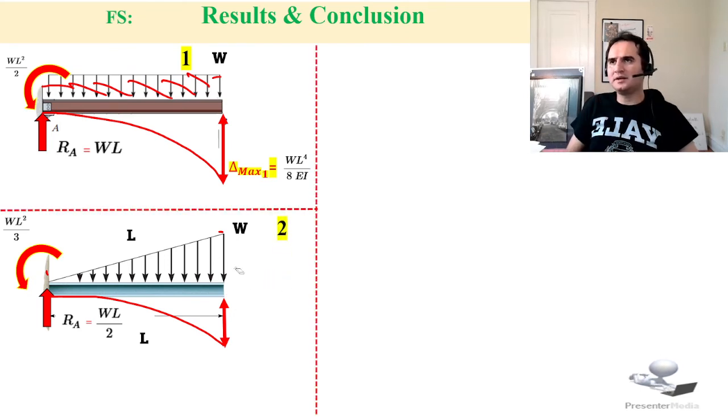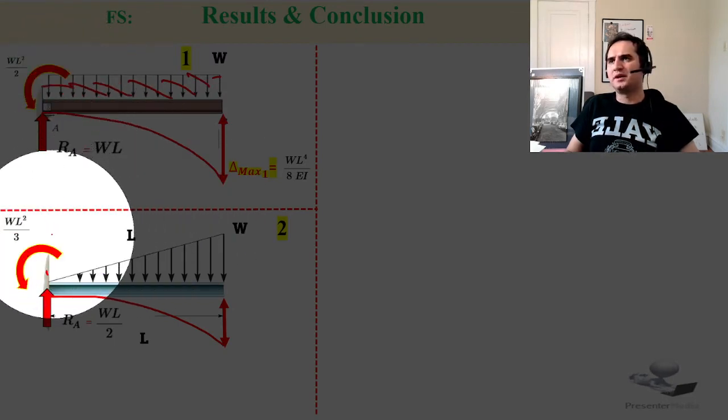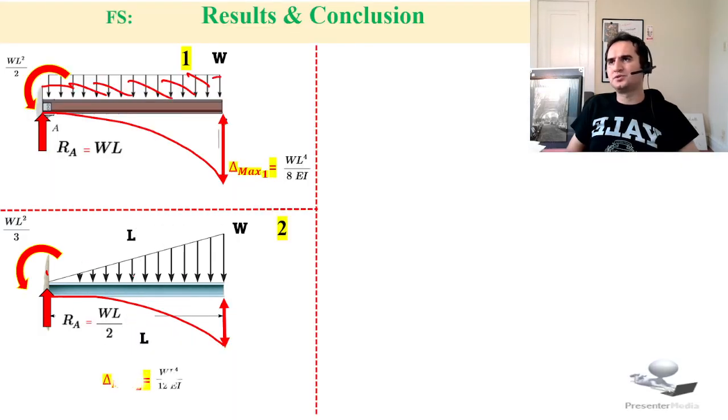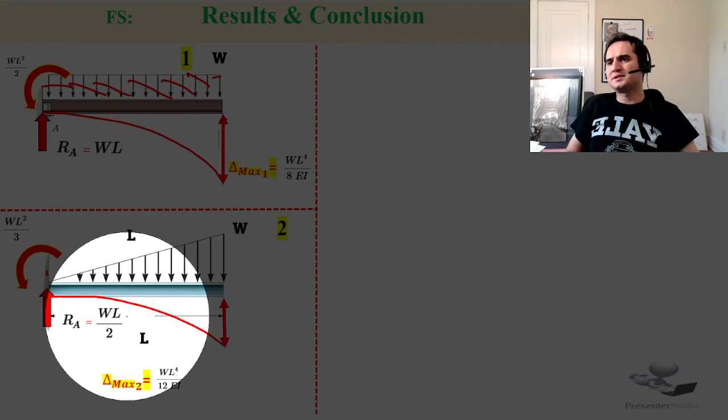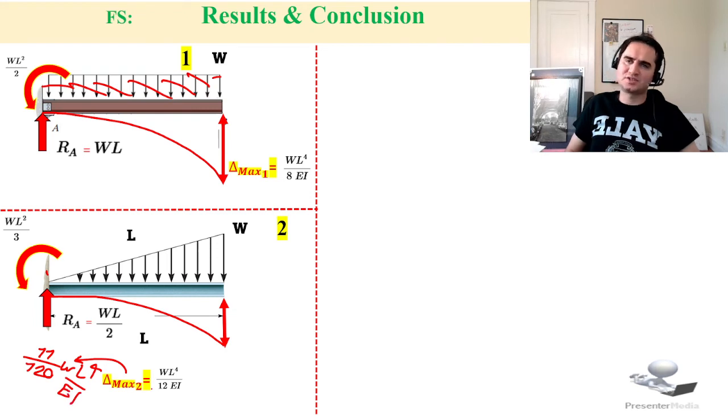That's completely correct, and the moment is also smaller. If you look here, the moment goes from WL squared over 2 to a third, and delta max goes to almost WL to the 4 over 12, and the exact numeric value is 11 over 112 WL to the 4 over EI. We just round it up to make it a bit more pronounced. And the reaction goes by half.